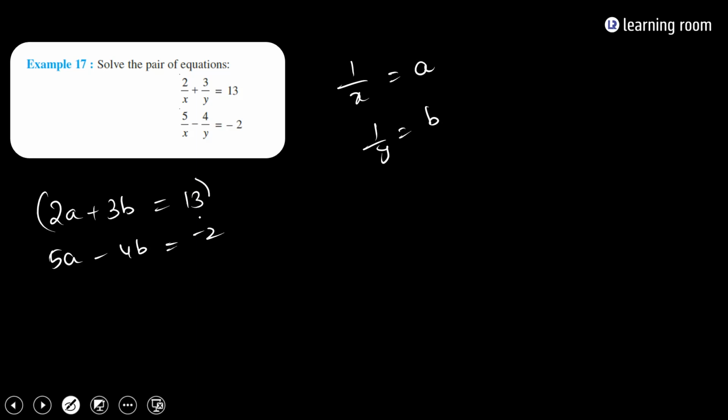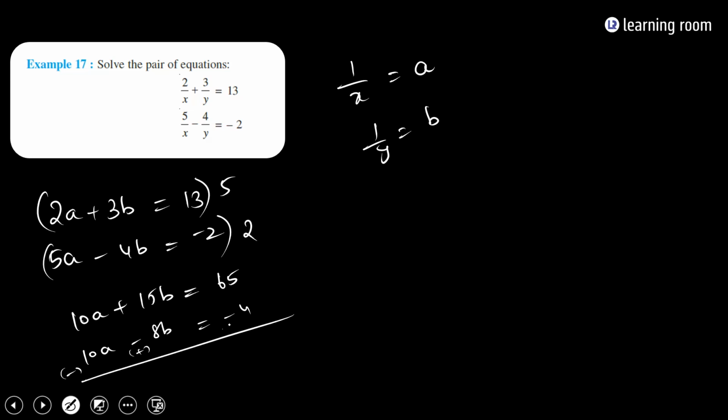So again, what will you do? Unless and until it is mentioned, you can use any of the methods to solve the problem, right? So 2a plus 3b is 13, 5a minus 4b is minus 2. So multiply here with 5, here with 2. So 10a plus 15b is equal to 65. 10a minus 8b is equal to minus 4. Subtract both. So 23b is equal to 69. Did I make any mistake? No, sir, 69. 69, sir.